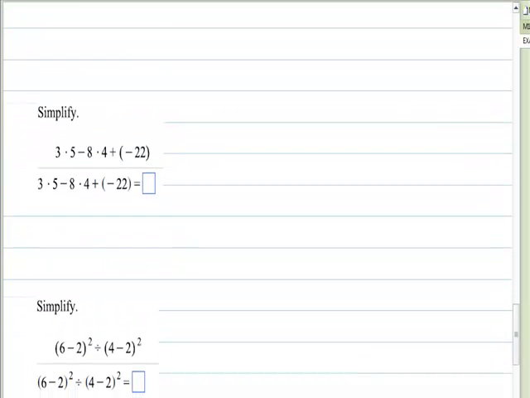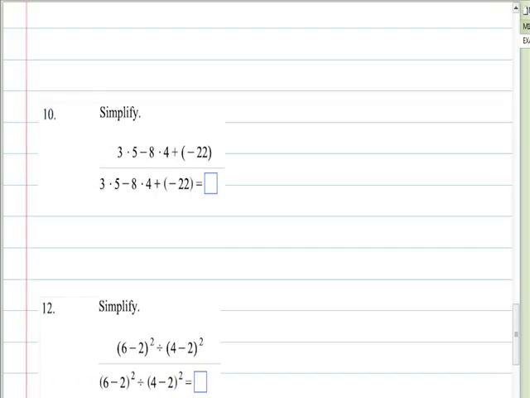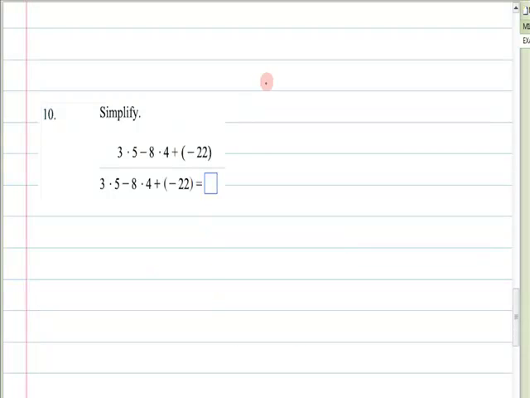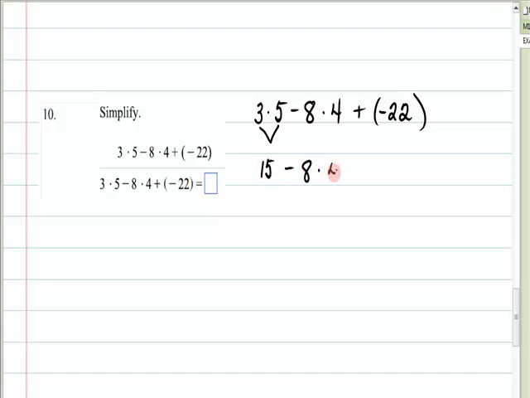All right, a few more. This is similar to number 10 in your exercises. I have 3 times 5 minus 8 times 4 plus parentheses negative 22. All right, I have multiplication, subtraction, multiplication, addition. Okay, multiplication has a higher priority than anything else, so I'll do it left to right. Positive 3 times positive 5 gives me 15. Copy down the entire rest of the problem.